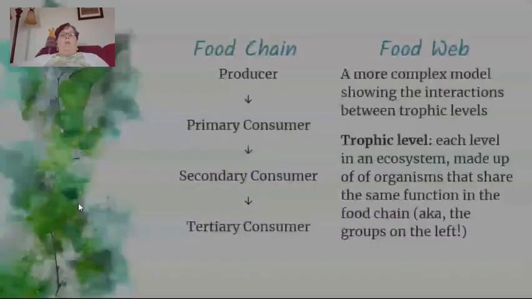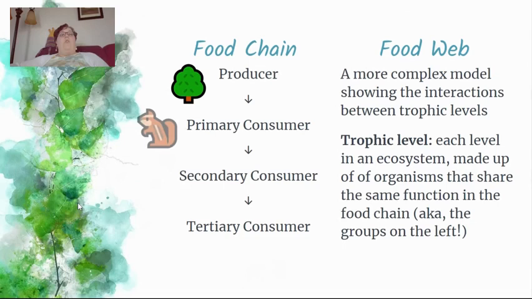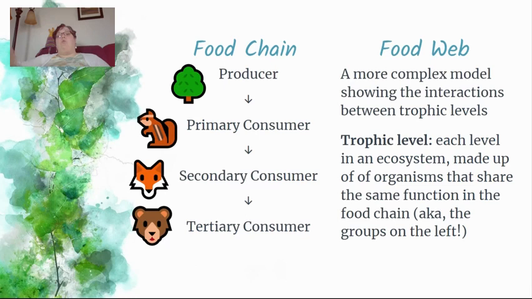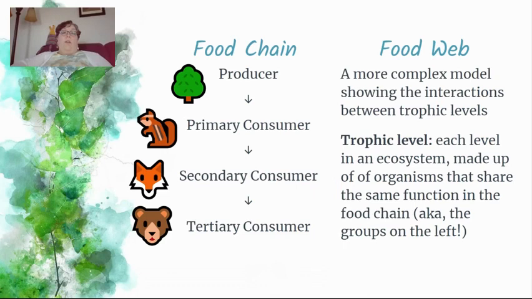So, to break it down for you, the difference is that a food chain is simple. It goes from producer to consumer to consumer to consumer, and sometimes we add a decomposer down at the end. A food web shows the interactions between trophic levels. So each one of these steps along the food chain is a trophic level. So at the primary consumer level, you've got, in this case, a chipmunk, but also that grasshopper from the last image. Anything that is strictly an herbivore.